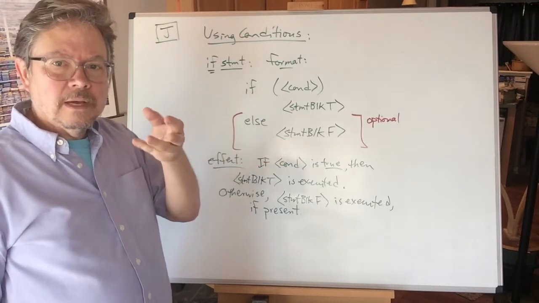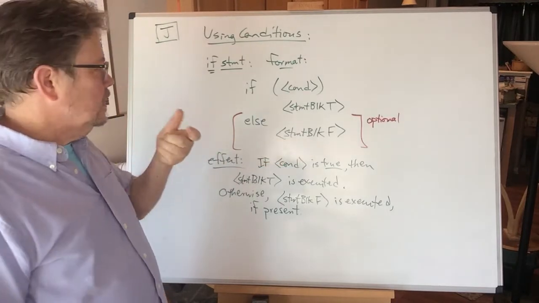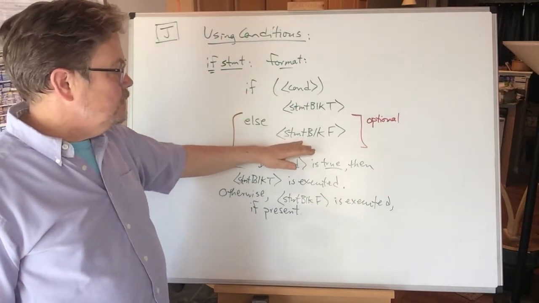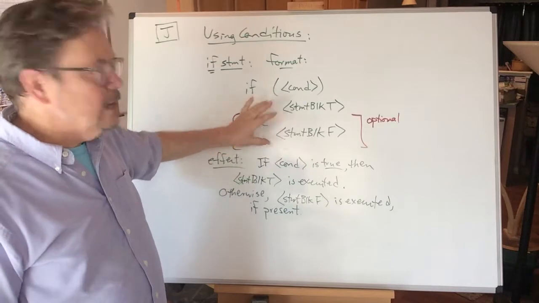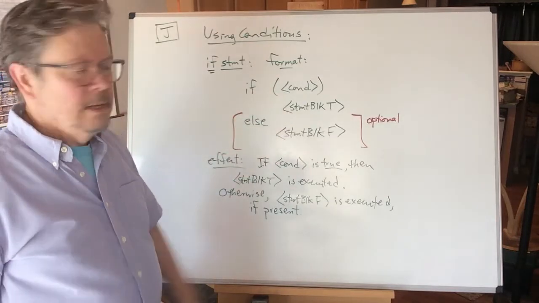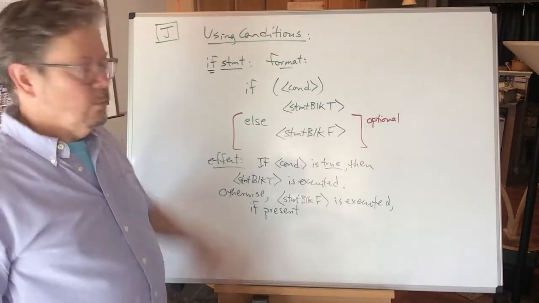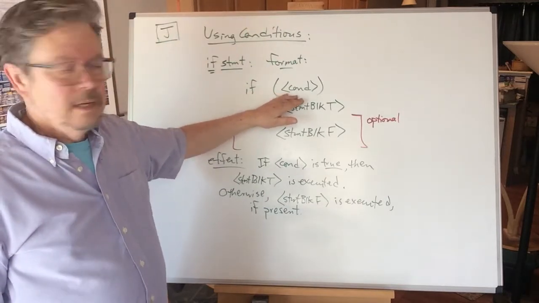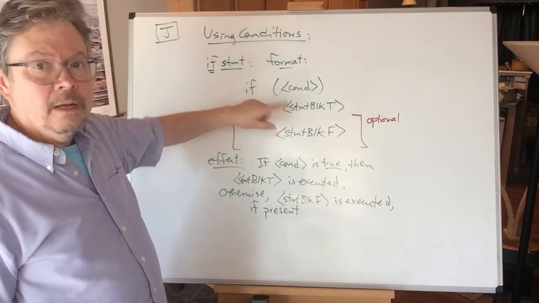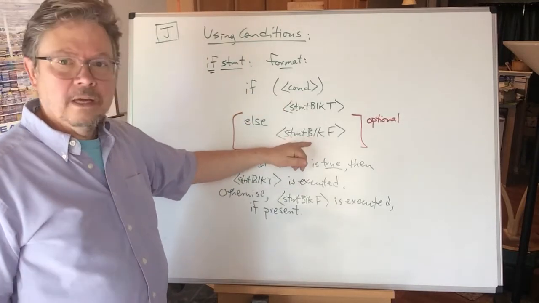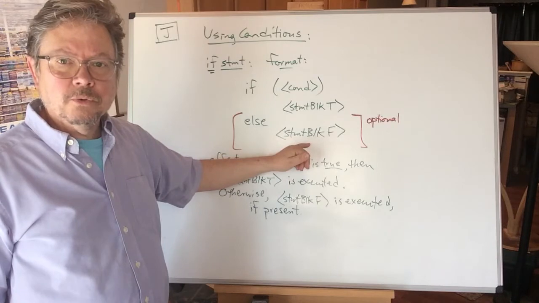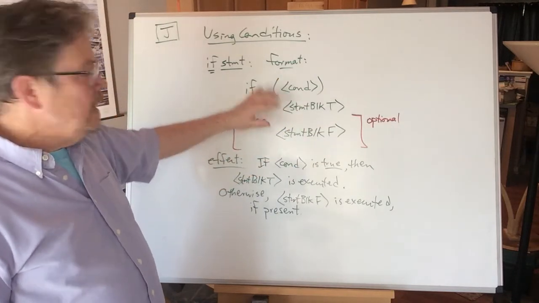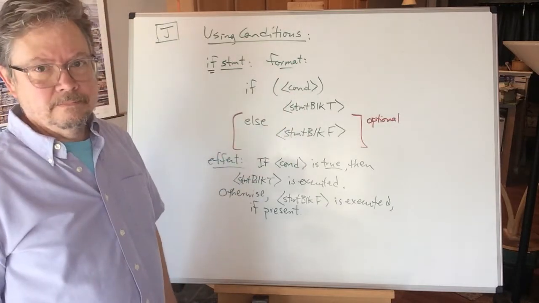Now, woven into that, if you're reading between the lines, is that if both statement block T and statement block F are present, there's no way to skip both of them. When you get this far, the condition has to be true or false. There's no gray area. If it's true, it does statement block T. Otherwise, it does statement block F. It's what we in the biz would call an exclusive OR. It's got to do one or the other. It can't skip both of them. It can't execute both of them.